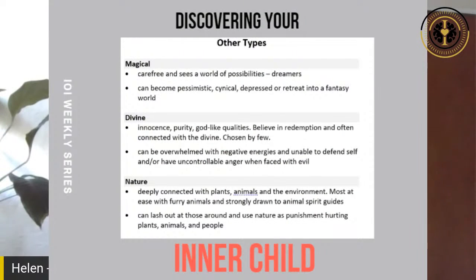Now, the next few that we're going to take a look at, and of course, there may be more than this out there, but we're just going over these ones here, is the magical child. And this is a child that tends to be carefree and sees the world through a lens of limitless possibilities. They're the dreamers of the world. And when this belief and possibility gets drummed out of them, they can actually become quite pessimistic and cynical and depressed. And they can also retreat into a fantasy world.